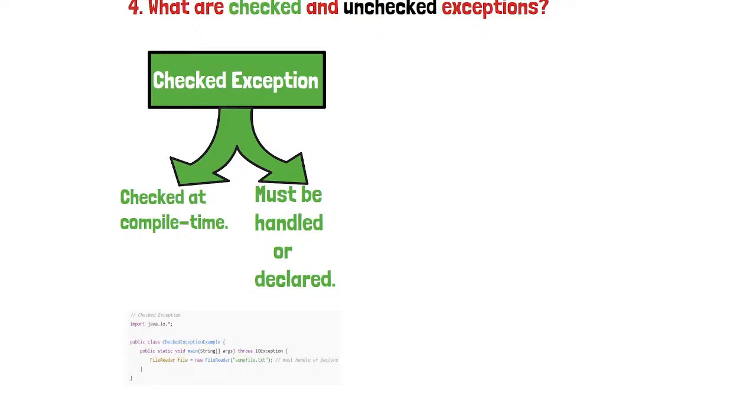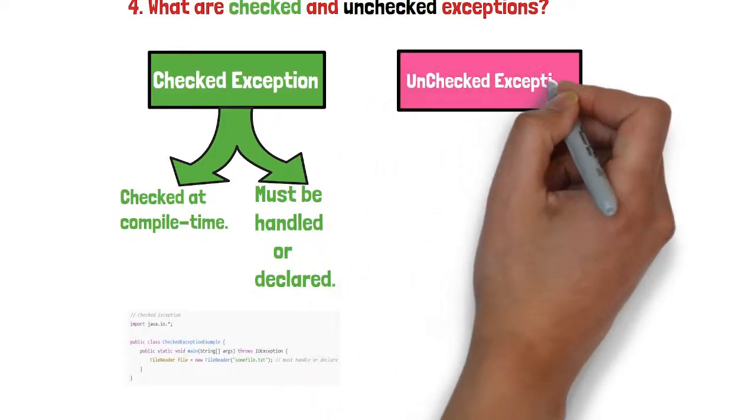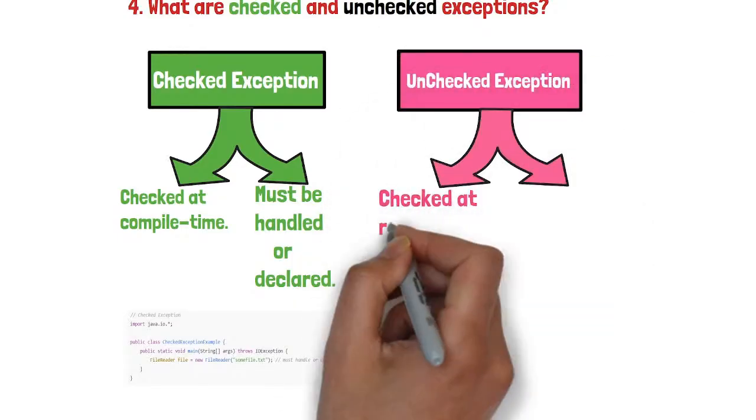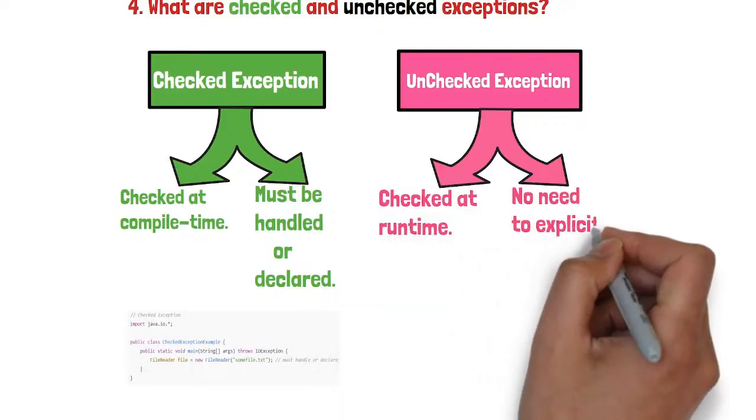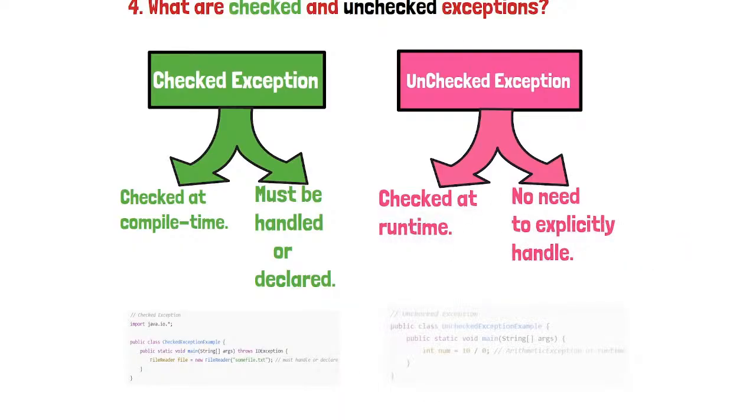And when we go to unchecked exceptions, these are exceptions checked at runtime. There is no need to explicitly handle them. If you divide 10 by 0, initially it will not give an error, but whenever you run the main class, at that time it will give an arithmetic exception. You cannot divide by 0 like that unless you have handled it.